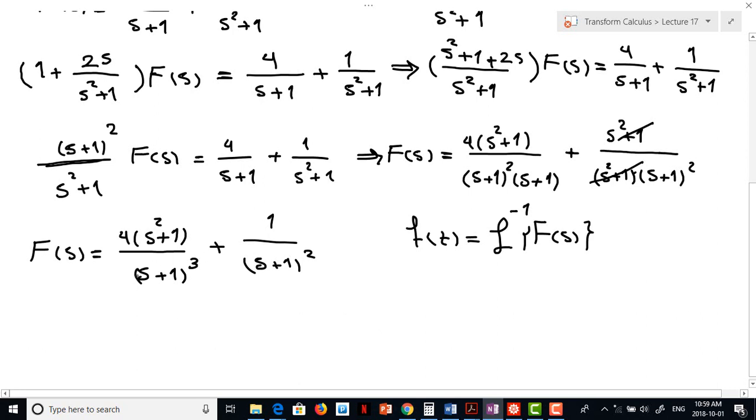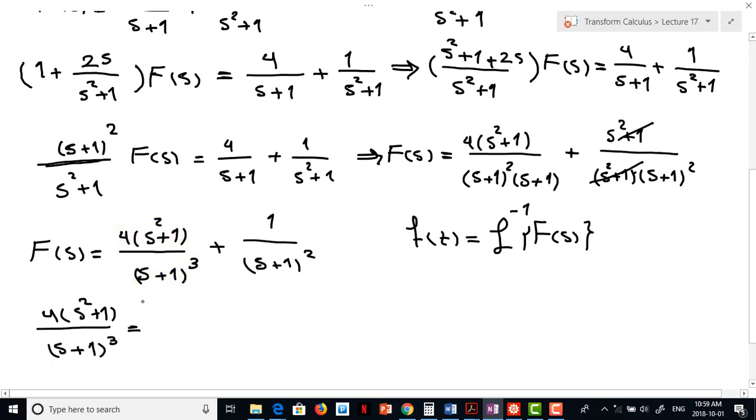So in order to find the Laplace inverse of F(s), we need to use partial fraction decomposition. First, I find the partial fraction decomposition of 4 times (s squared plus 1) over (s plus 1) to the power of 3.